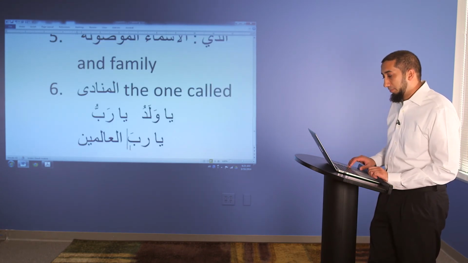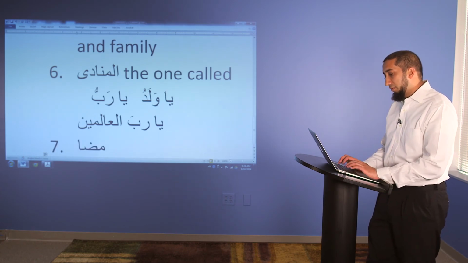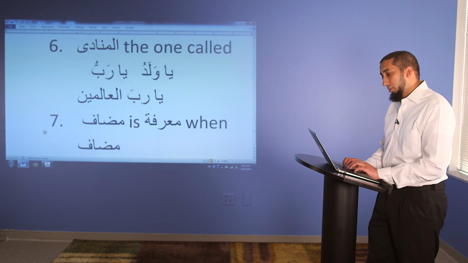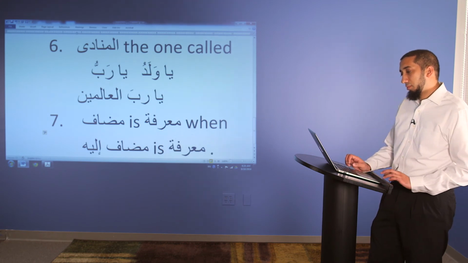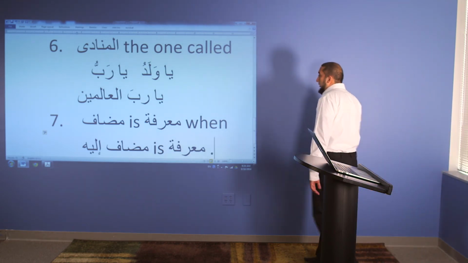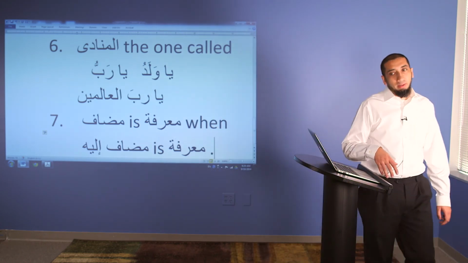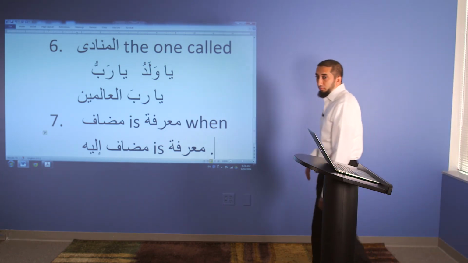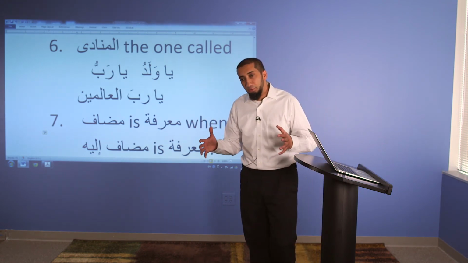And then finally, you should know this one well: mudaf is ma'rifa when mudaf ilayh is ma'rifa. And of course that'll lead us into our study of fragments. This is your map. This is all 4 properties. Now you have the whole thing, which means you're going to make an epic poster.